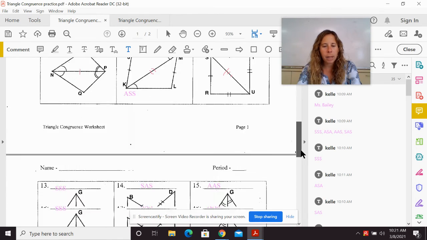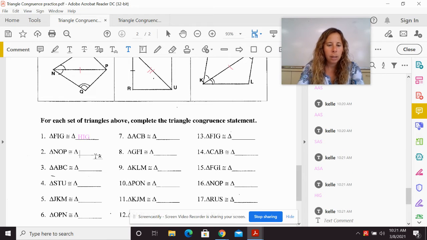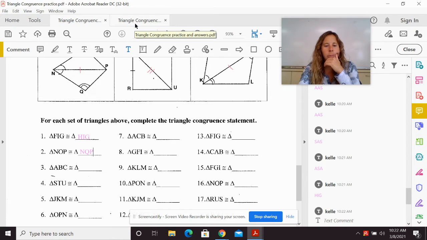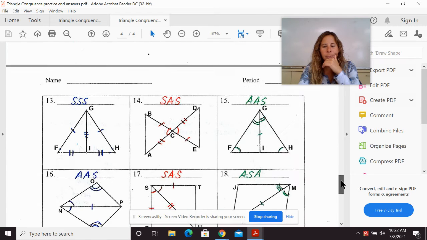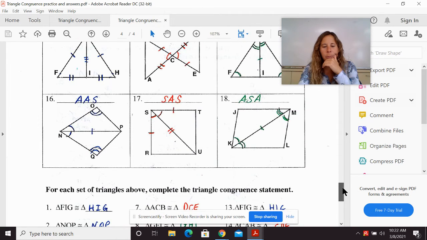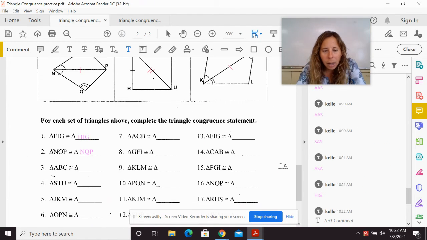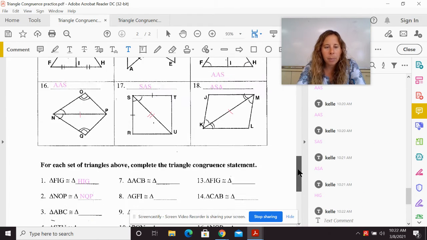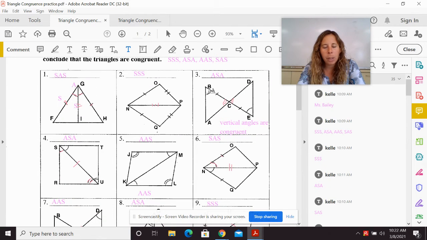So just make sure you're matching up the congruent sides with each other. I forgot NQP. Okay, here. Make sure I'm doing it right, and I am. Whew. All right, number 3, triangle ABC.